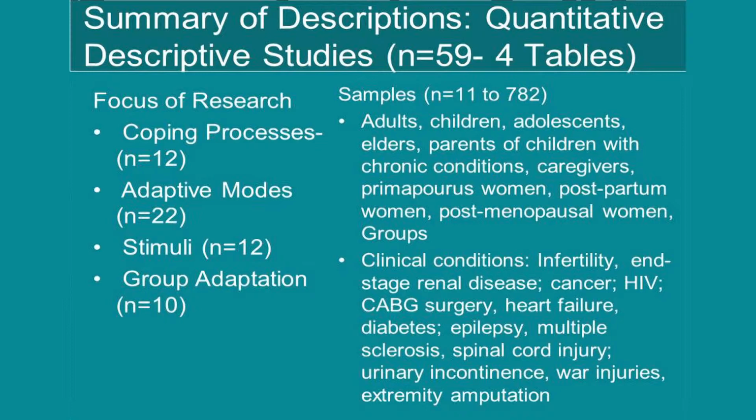In terms of samples, the numbers ranged from 11 to 782. In terms of subjects used, there were adults, children, adolescents, elders, parents of children with chronic conditions, caregivers, primiparous women, postpartum women, and postmenopausal women, as well as groups, including nurses. Clinical conditions included infertility, end-stage renal disease, cancer, HIV, coronary artery bypass surgery, heart failure, diabetes, epilepsy, multiple sclerosis, spinal cord injury, urinary incontinence, war injuries, and extremity amputation.